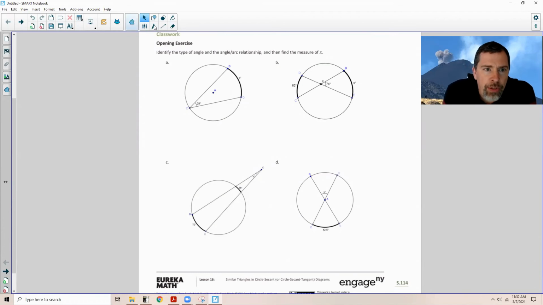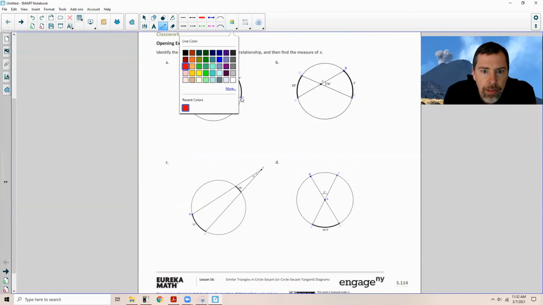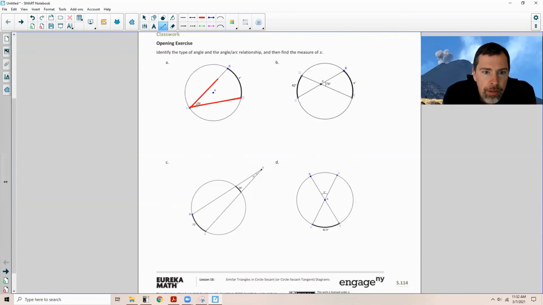Okay, so number one, I'm going to just highlight these real quickly with a color so that we can see what we're dealing with. So here is the angle that we're given, 29 degrees, and it intercepts this arc right here. So what kind of angle is that? Identify the type of angle and the angle-arc relationship. This is an inscribed angle, and its relationship is half the intercepted arc.